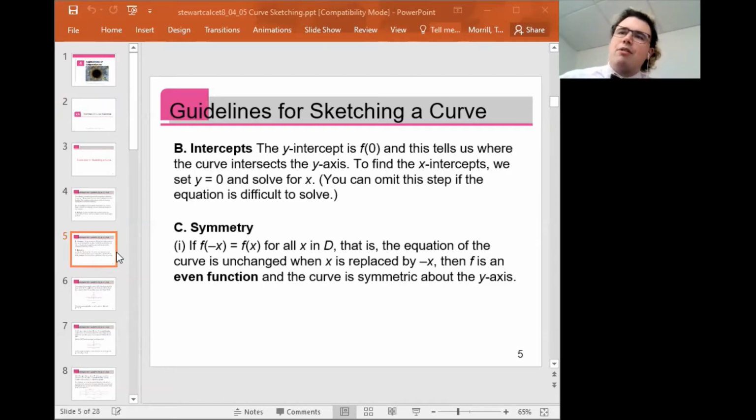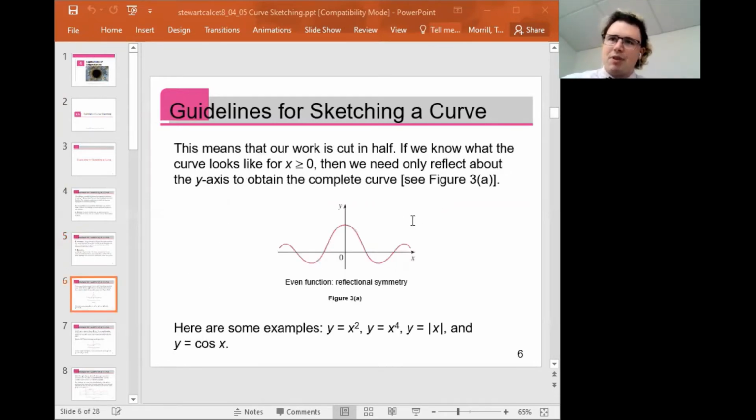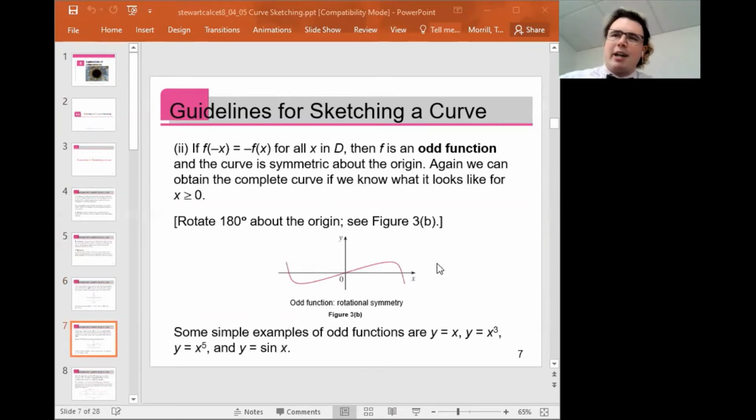I want to know whether the function has any symmetry, whether that is even symmetry or odd symmetry. So think about the sine and cosine functions or the simple power functions. The even exponents all have even symmetry. The odd exponents all have odd symmetry. That'll make sketching a curve much easier to do.